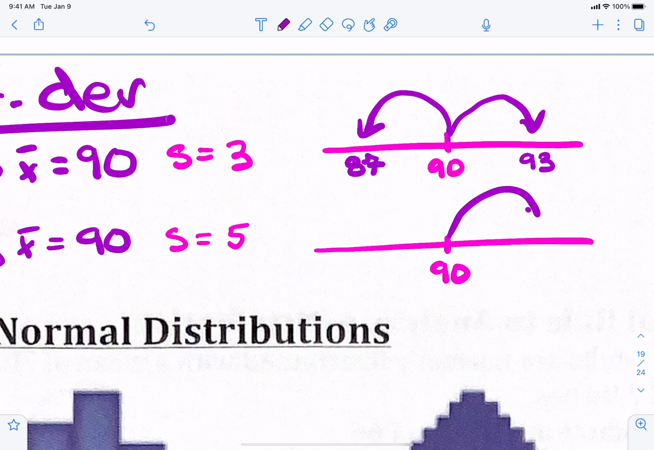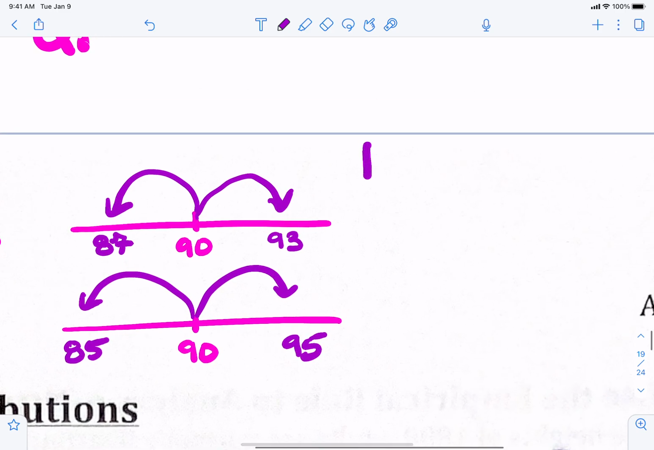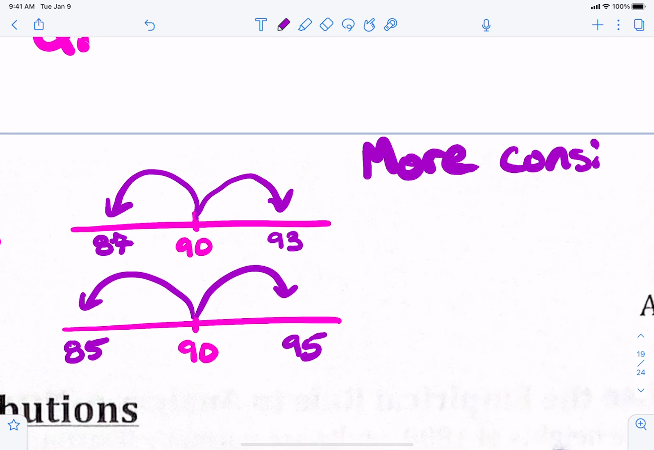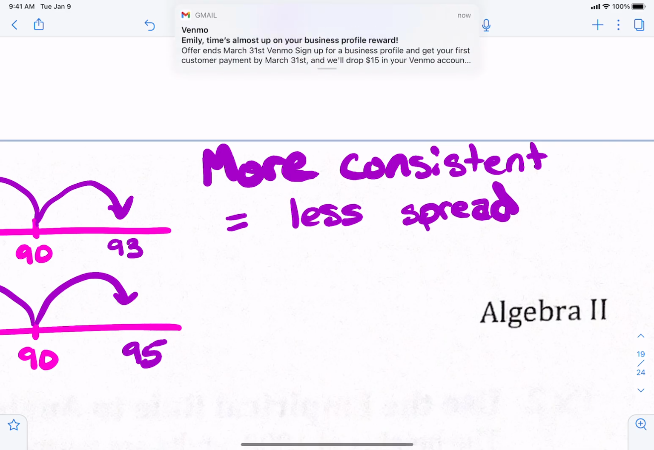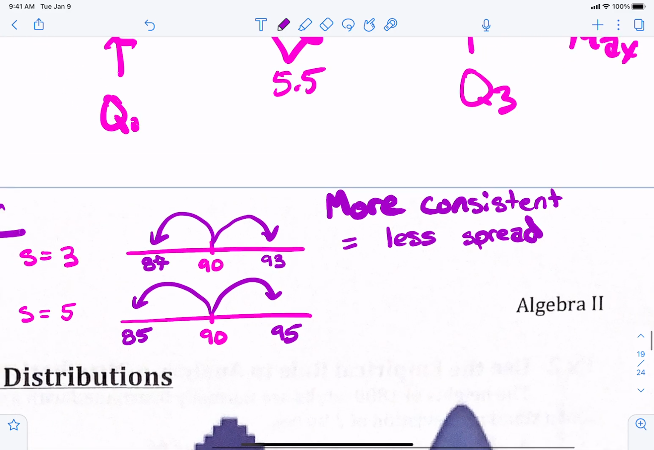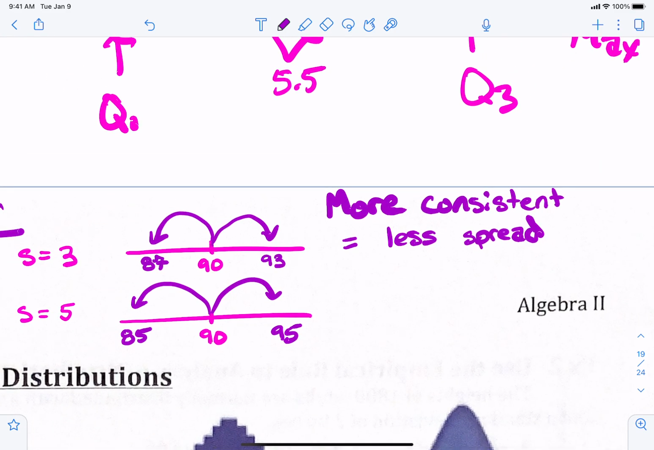Versus in the 5th period class, the majority of students scored between an 85 and a 95. So really, they have higher scores, right? They have somebody that's scoring a 95 versus you guys, where the top score is a 93. But you guys are more consistent, which equals less spread of data. So if you have a lower standard deviation, your data is less spread apart. Does that make sense? If you have a higher standard deviation, your data values are more spread apart. That's what standard deviation does.